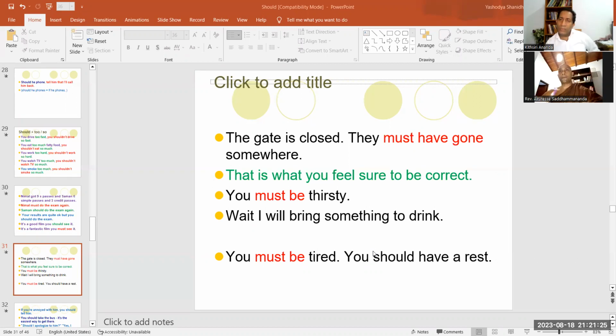Right? We use must to say what we feel sure to be correct. What we feel sure to be correct. What we think to be correct.